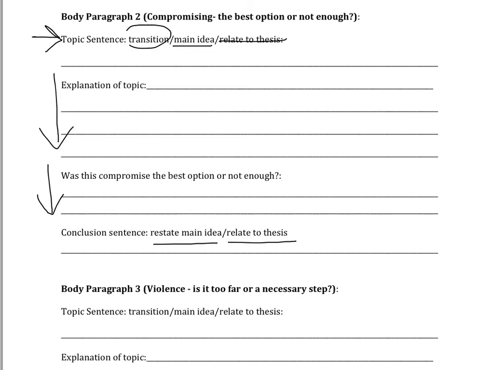Don't forget this transition up here. Here you're transitioning, bringing it from the first body paragraph to the second. So you're going to bring up the concept of slaves with this transition and say, here was a compromise in relation to that slavery problem.